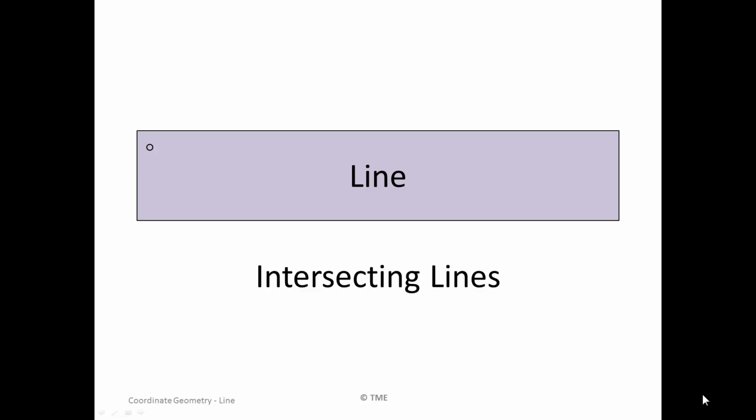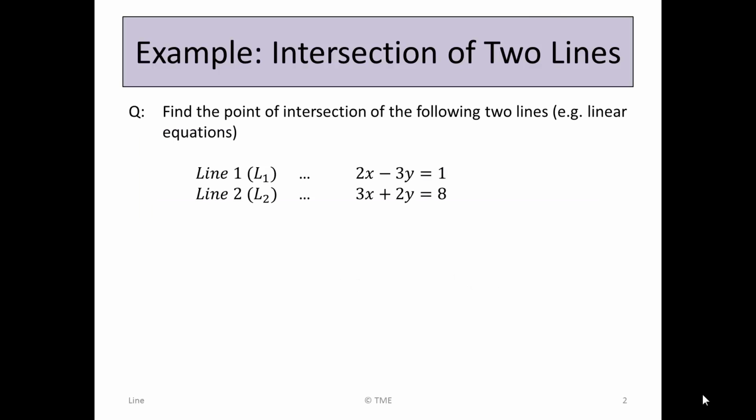Intersecting lines. Find the point of intersection of the following two lines, or linear equations. Line 1, L1, is 2x minus 3y equals 1, and line 2 is 3x plus 2y equals 8. So we're going to find out where they both intersect.